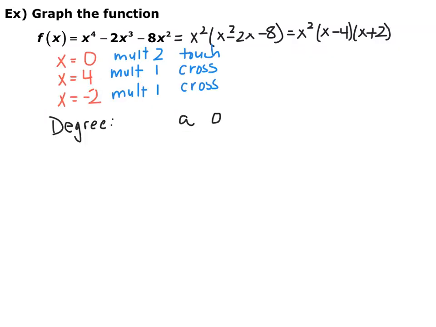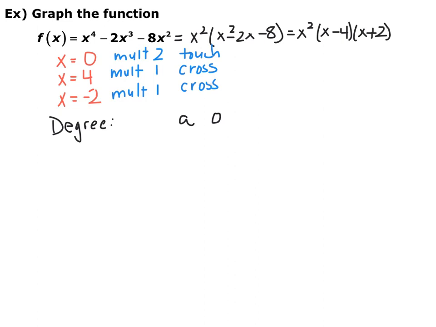So factoring this, x squared minus 2x minus 8 factors into x minus 4 times x plus 2. So then my zeros end up being x equals 0 with a multiplicity of 2, which means it's going to touch. That's from this x squared. X equals 4 from this x minus 4 factor. It has a multiplicity of 1, which means it's going to cross the x-axis there. And x equals negative 2 from this x plus 2, multiplicity of 1, so it's going to cross.